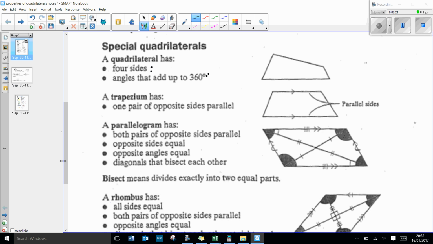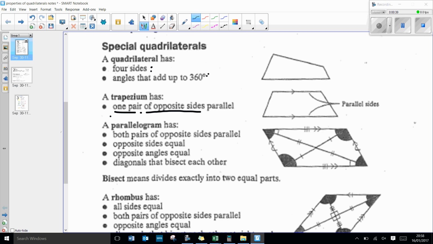A trapezium has 1 pair of opposite sides that are parallel. All you can really do for this topic is to go through and make sure that you remember the definitions of each of the shapes. This is where cue cards would come in handy.